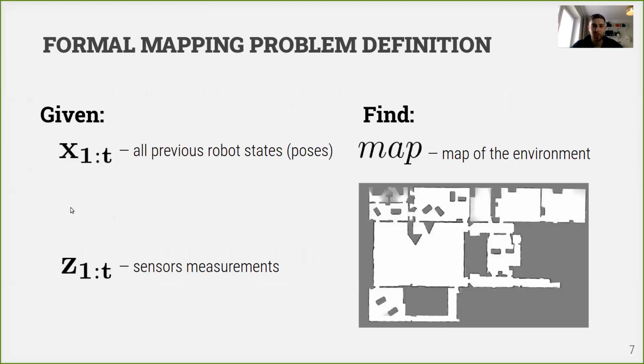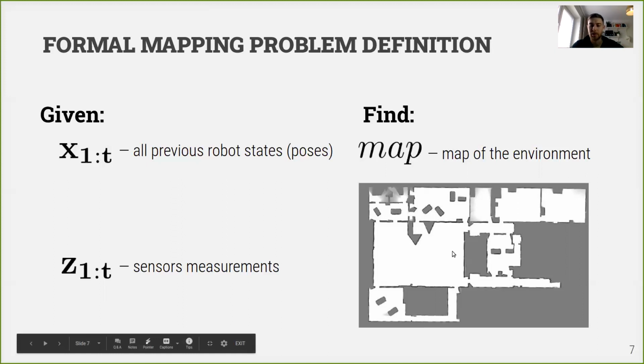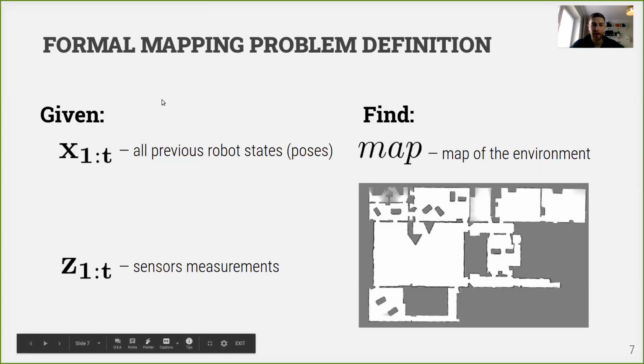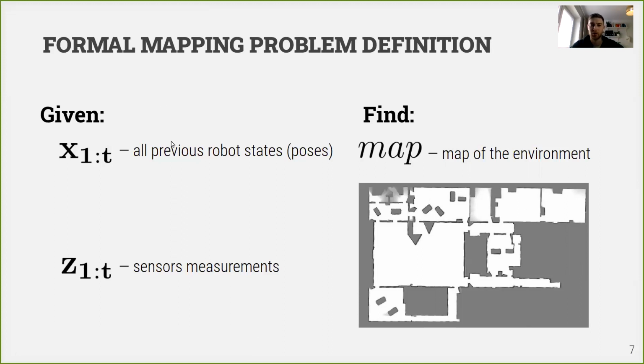So the formal mapping problem definition is the following. Given all poses of a robot over time, or states of a system, and all sensor measurements, we can have single or multiple sensors, but we have the whole history of our sensor measurements. We have to find a map. And by map, we mean some representation of the environment. Here on the slide, you can see the representation of a robot map. This one is called an occupancy grid map. We will discuss it further in the lecture. But we have to build something like this for our robot, given all poses. So we are not solving the localization problem here.